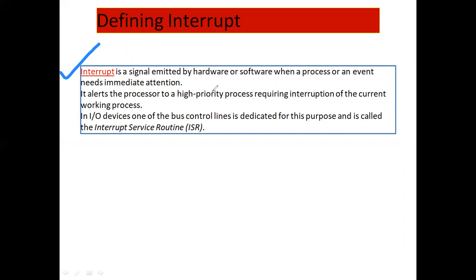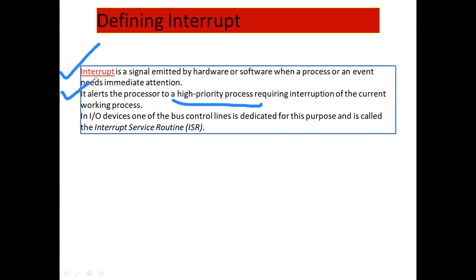When a process or an event needs an immediate attention. So interrupt is a signal emitted by either hardware or software when a process or an event needs immediate attention. It alerts the processor to a high priority process requiring interruption of the current working process.